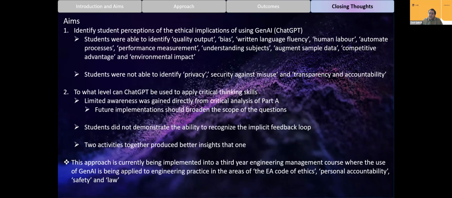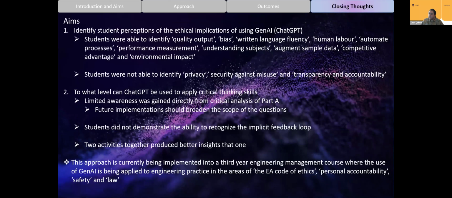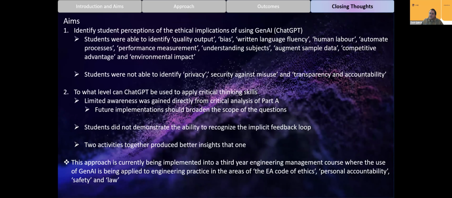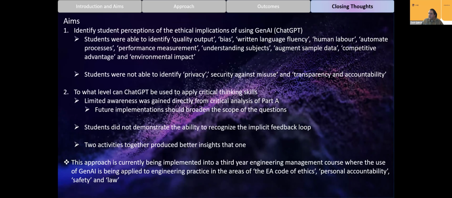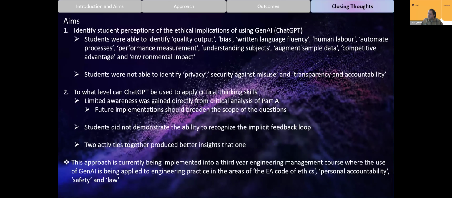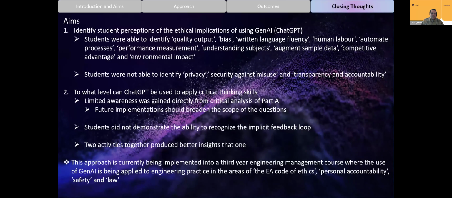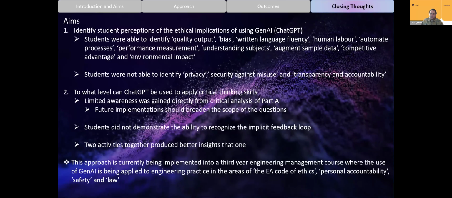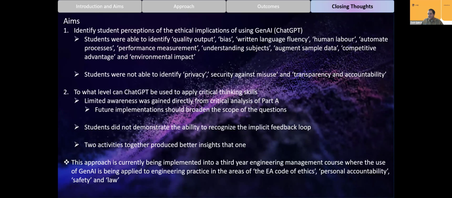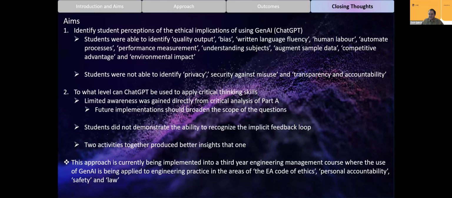So overall, the project, I think, was a great success. Students were able to identify some very specific ethical implications, which were bias, understanding the subject, competitive advantage, and being able to automate processes. So very much what, at the time, GenAI was in the limelight for: it's going to help everything. What we found was that students were not able to identify privacy, security against misuse, and transparency and accountability. Transparency and accountability, when we're talking about ethics, is not a great one to miss. So we definitely need to make sure that we're teaching students that.